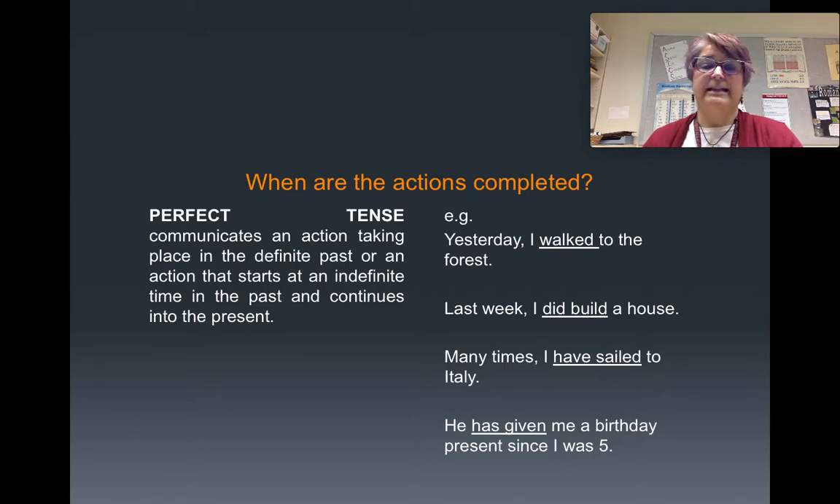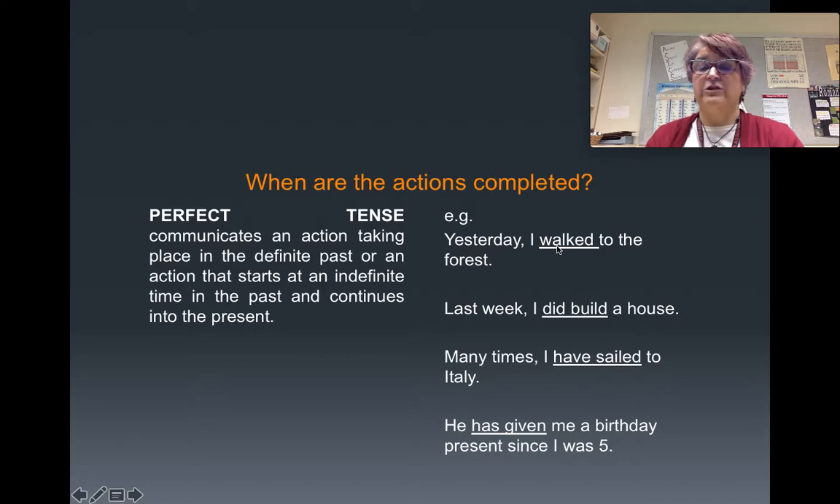The perfect tense is talking about an action that is completed in the definite past. Let's look at those examples first. I want to focus specifically on the first two. How do we know that they take place in the definite past? First of all, we have a word clue. Yesterday is the word clue. Yesterday is considered a specific time in the past. And in the second sentence, we have last week, which is also considered a specific time in the past.